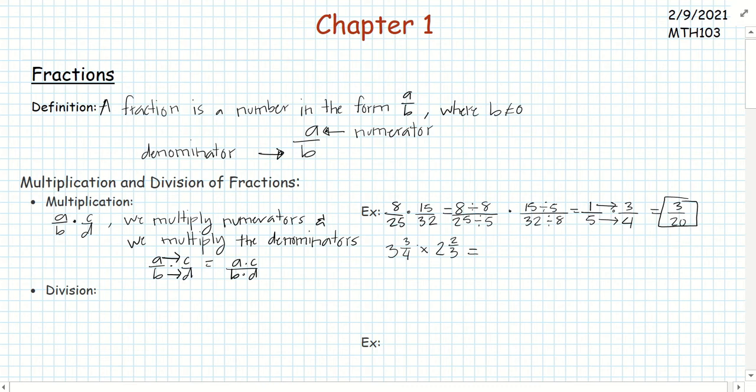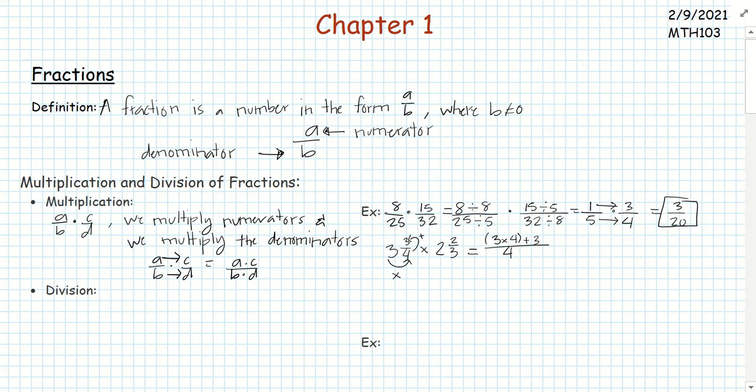So the way that we can convert a mixed number to a proper fraction is that we multiply the whole number by the denominator, and then we add whatever the numerator is. So here for this one, I will be doing 3 times 4 and then plus 3 over 4. So I keep the same denominator.